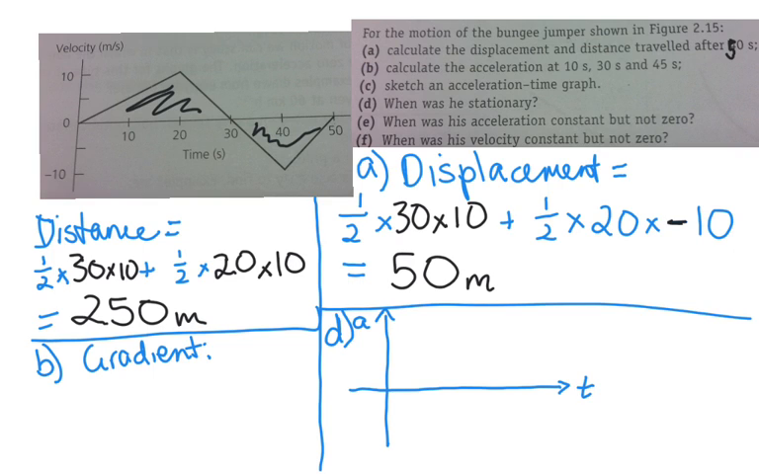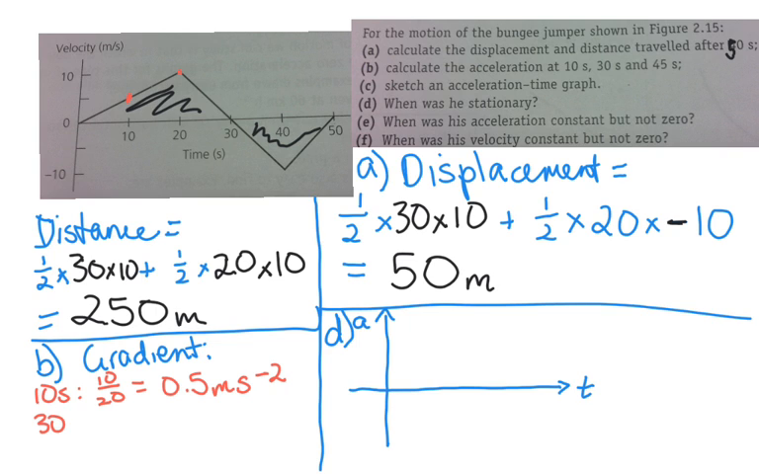Now, part B: calculate the acceleration at 10 seconds, 30 seconds and 45 seconds. So at 10 seconds, that corresponds to here. We just want to find the gradient of that part of the curve. The gradient between 0 and 20 is all the same, so we can just do rise over run. The rise is 10 and the run is 20, which gives us a gradient of 0.5 metres per second squared, because it's the acceleration.